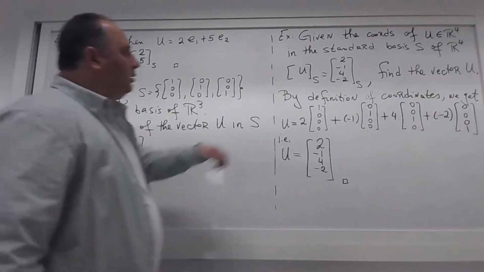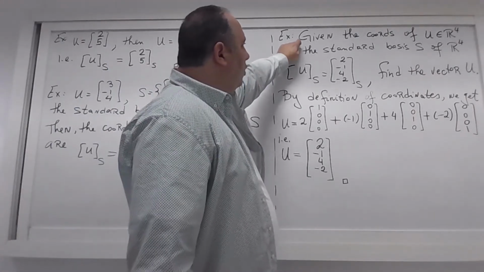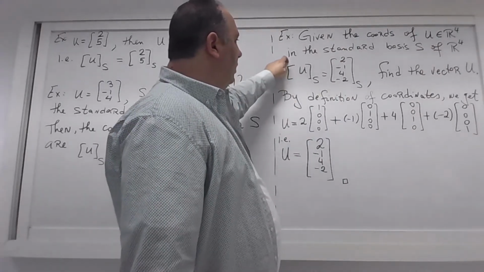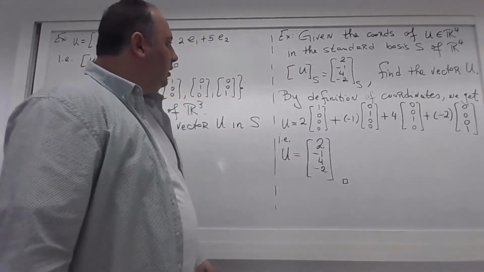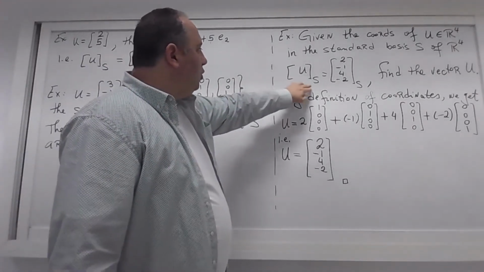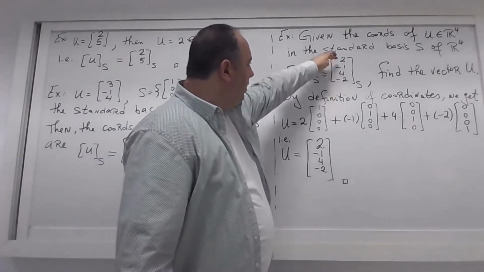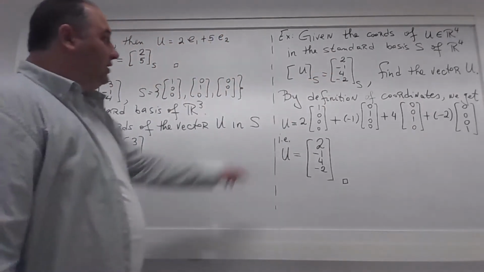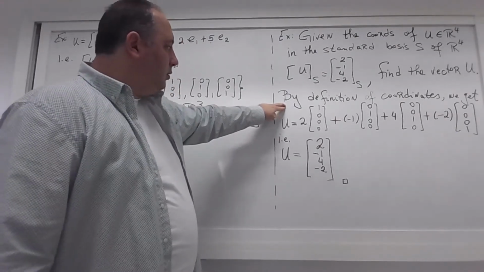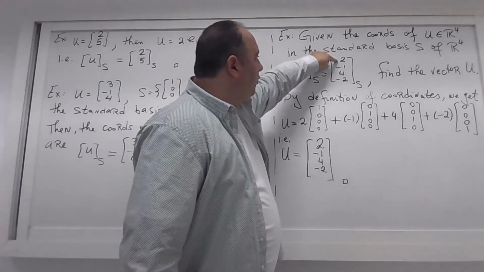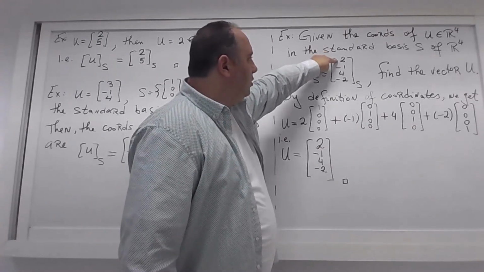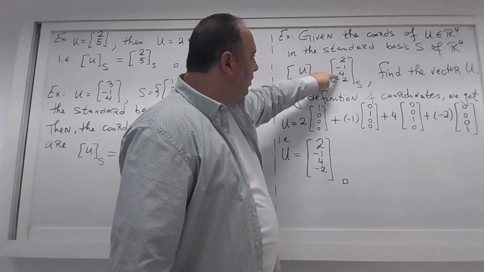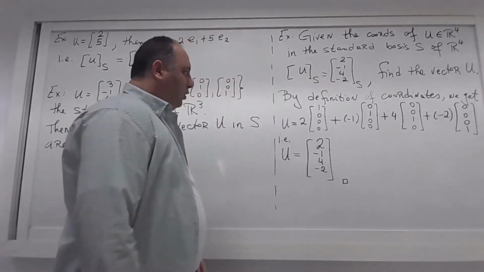Now we go the other way around. I give you a set of coordinates of a vector in R4 in standard basis, and you give me the vector. So that's going to be easy, obviously. Vector u, its coordinates in standard basis are these numbers here. We need to find vector u. Well, by the definition of coordinates, u is 2 times the first basis vector of the standard basis of R4, plus -1 times the second, plus 4 times the third, and -2 times the fourth. So that's what you have here.